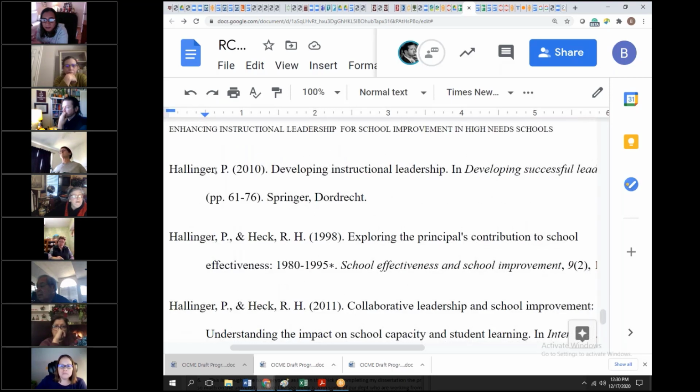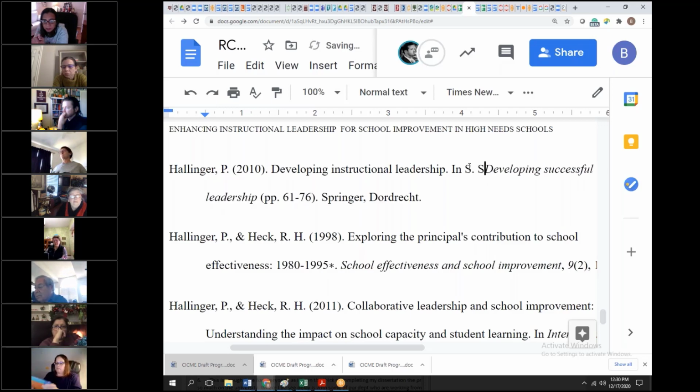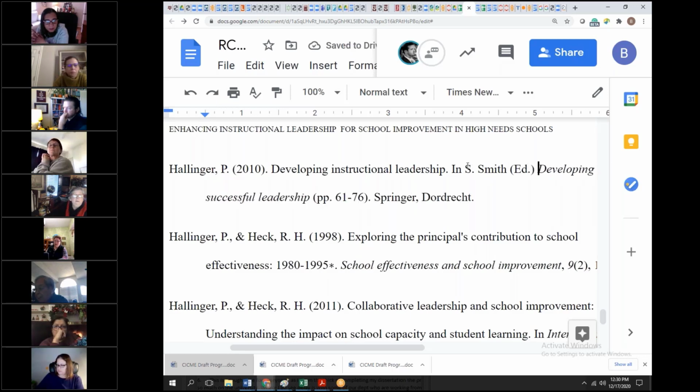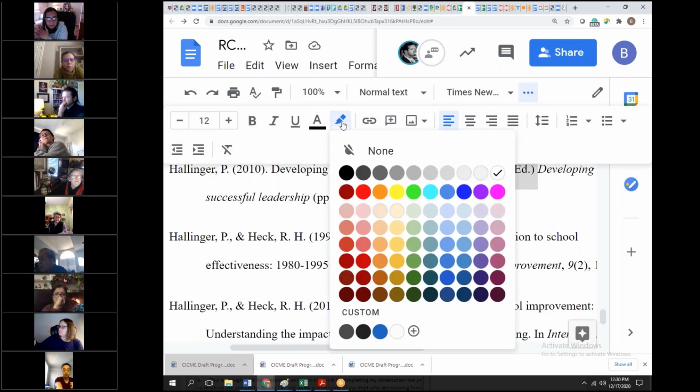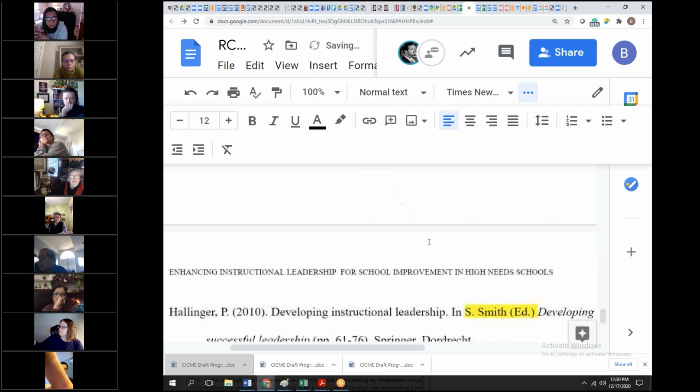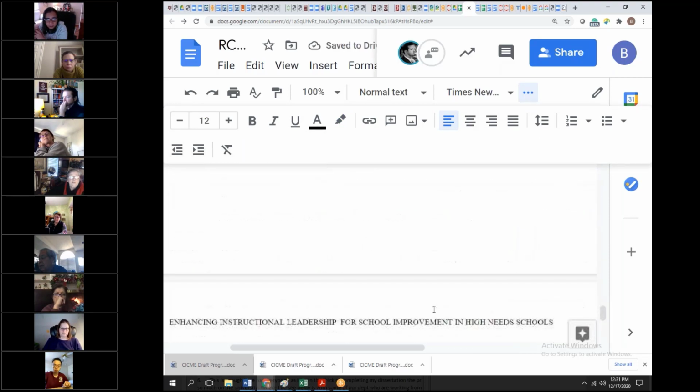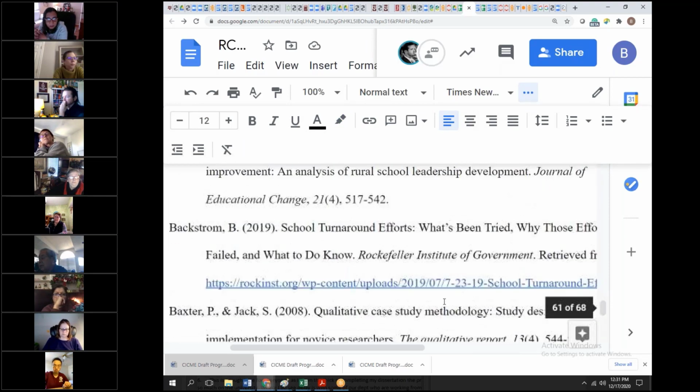If Hallinger is in this particular book, we would have to have the editors. So it might be Smith. I'm just making this up, so I'll highlight it. It might be S. Smith, editor. So that's the way that would look, okay? I'm going to highlight that because that's not correct, Hamada. I'm sorry, just highlighting it. We've not gone in and worked on these. I'm just noticing some things as I go through and telling you.